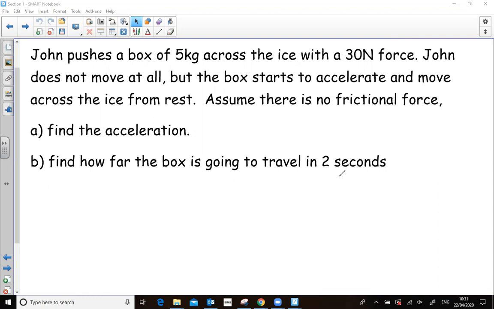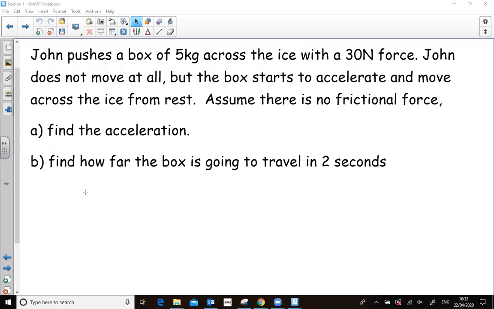Well, in this case, there are two objects. One of them is John and the other one is the box. Now, the question is mainly talking about the box. And as we can see here, John does not move at all, so it means there's no acceleration. So let's focus on what is happening to the box.